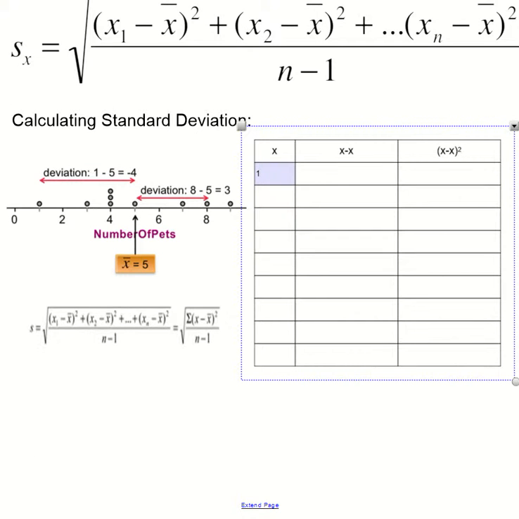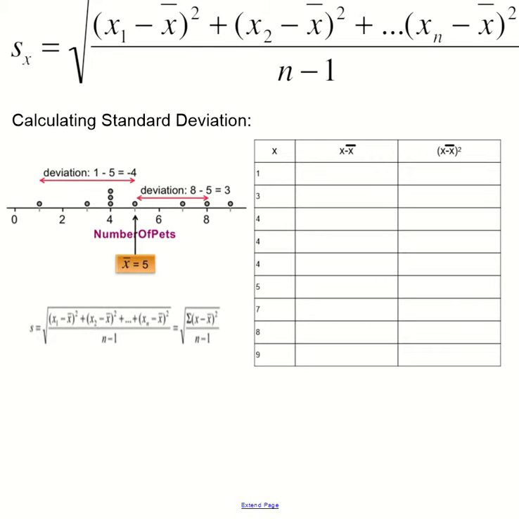Our first one's at 1. Our next dot is at 3. And then we have one at 4, another one at 4, we had another one at 4, and 5, and 7, and 8, and 9. And so we're lucky. This one tells us our mean, and so it says our mean is 5.